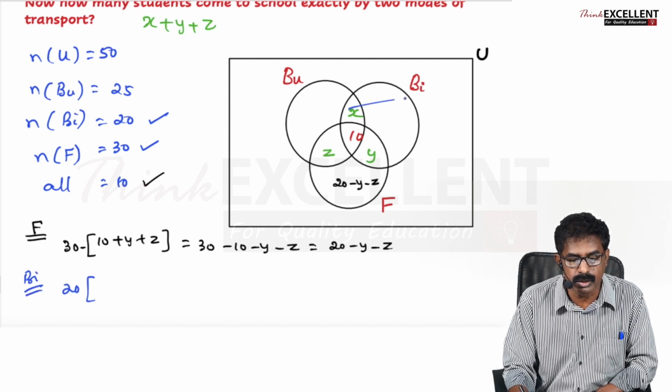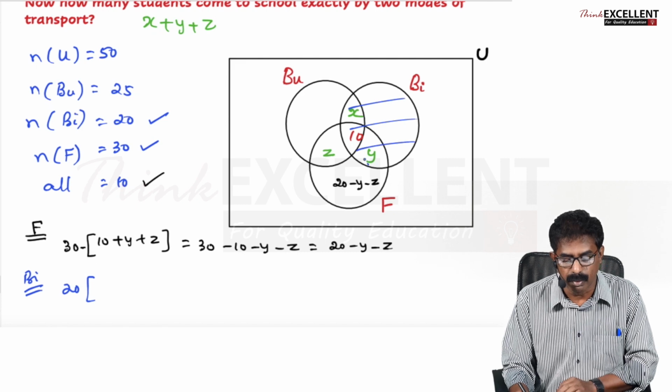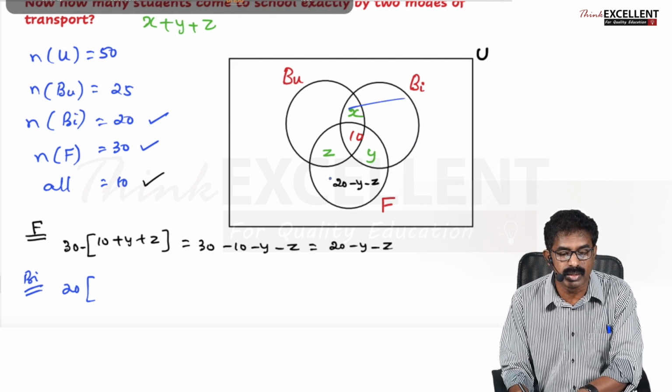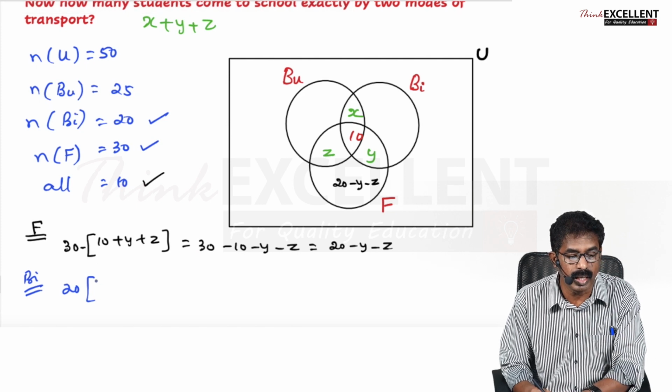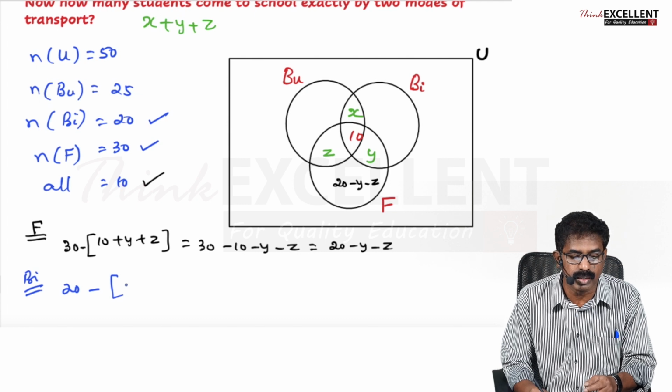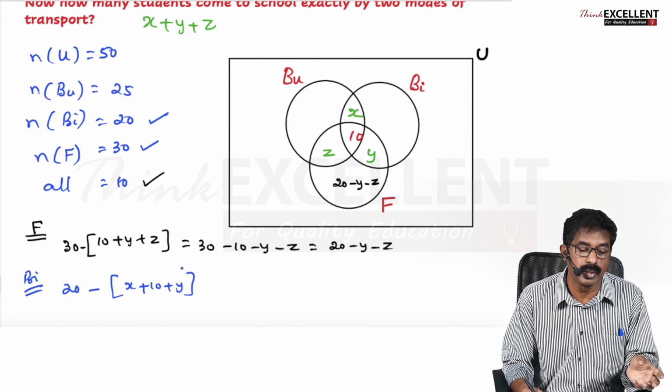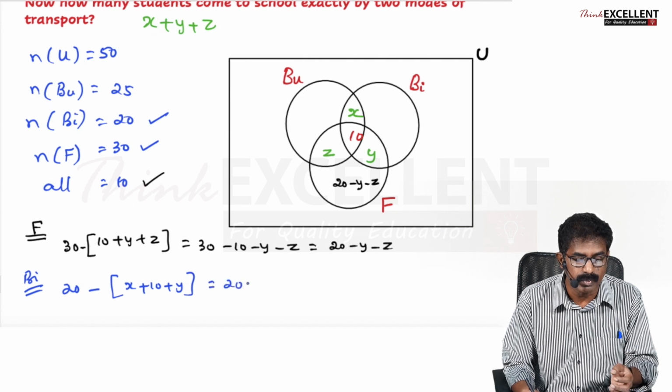20 means bicycle. This portion fully it is what? 20. But already written 3 values. Which 3 values? X. So from this 20 you have to remove what you written already. What you written? X plus 10 plus y. These 3 should be removed. So what you get? 20 minus x minus 10 minus y.